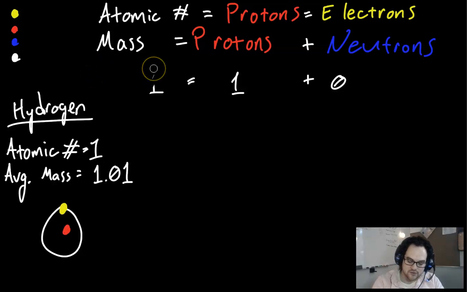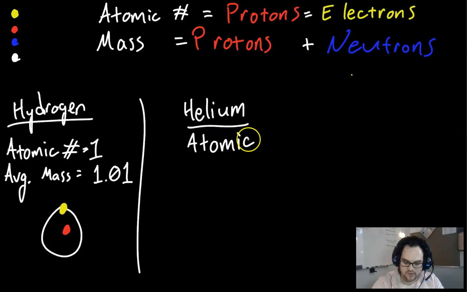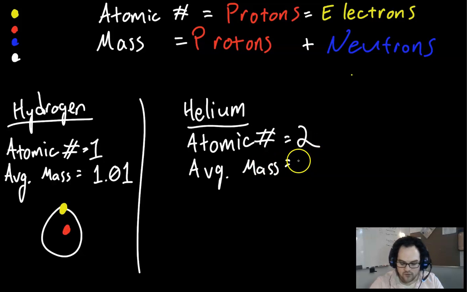Now let's try this for helium. This video is already going long, so I'm going to wrap it up after this example. The atomic number is 2, and the average mass is 4.0.